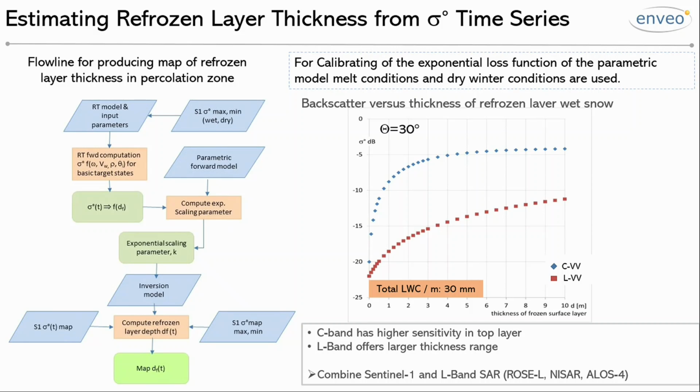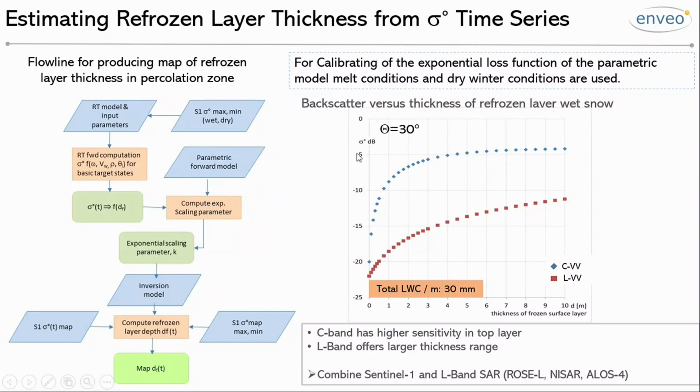We tried this also in the Alps. It's not working because the sampling isn't okay. In the polar regions, at the beginning of the polar night, when the refreezing starts, the sampling is okay on a daily or even 6-day period. And we can estimate this.